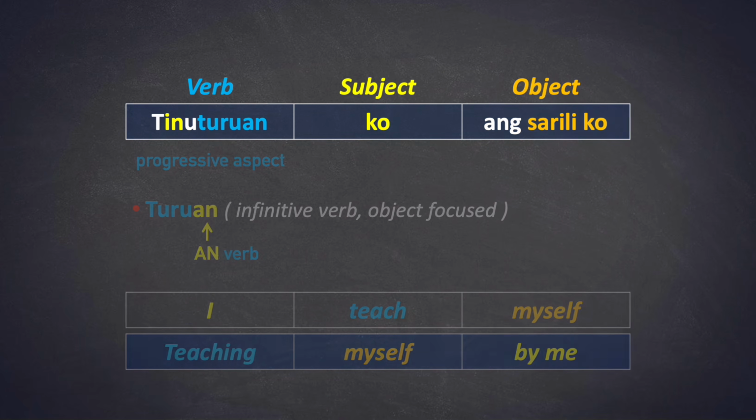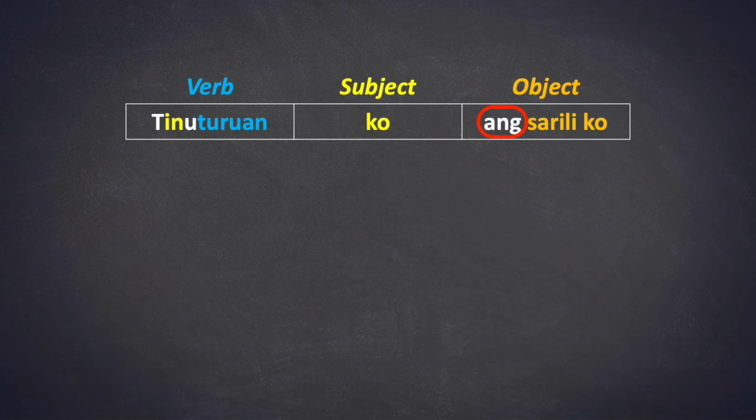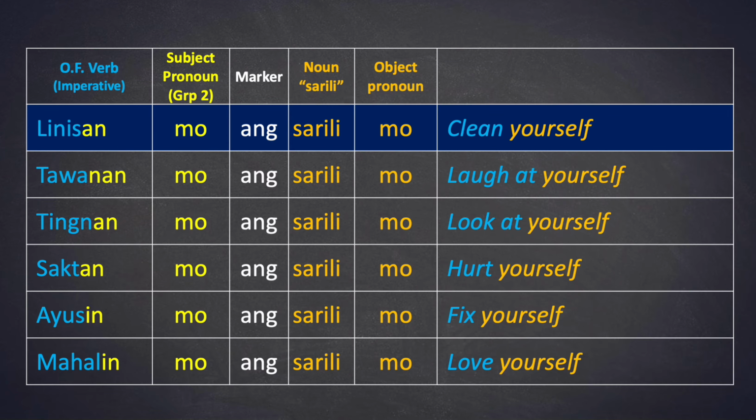Third, both the subject pronoun and object pronoun are group 2 personal pronouns. And fourth, the case marker ang is placed before sarili ko. We have learned that Tagalog nouns need a marker to help them stand. So, the noun sarili is paired with the case marker ang sarili. To fully understand this, let's have a few sample sentences with object-focused verbs in the imperative form or the form that commands. Here goes. Linisan mo ang sarili mo.